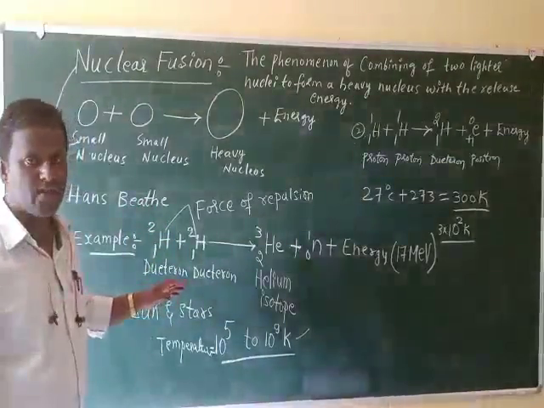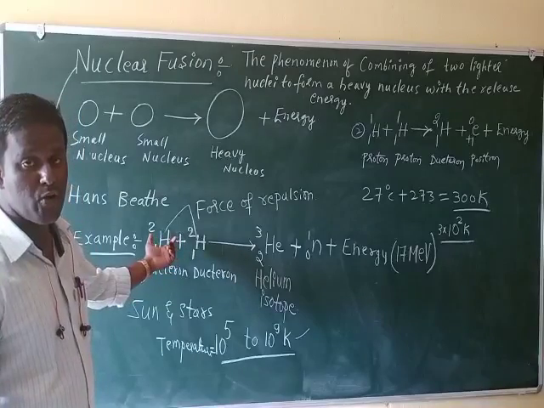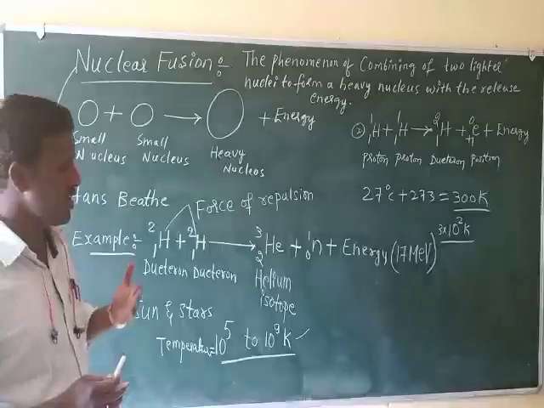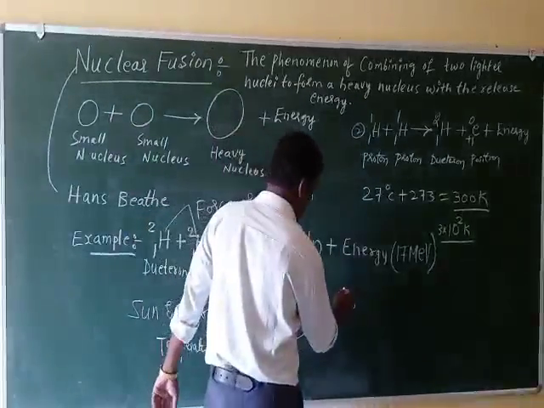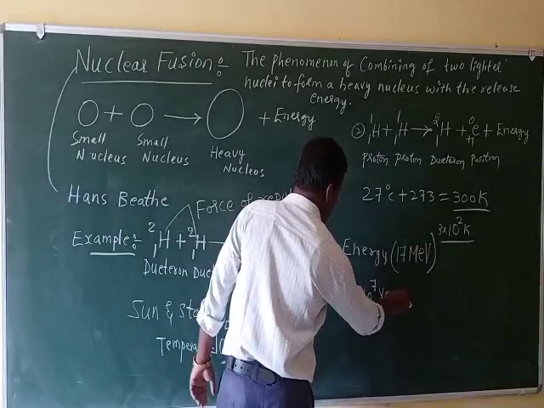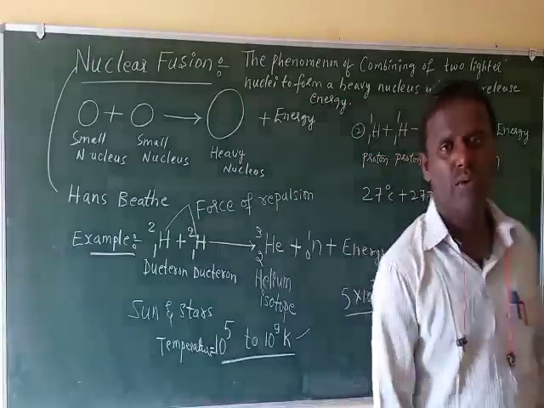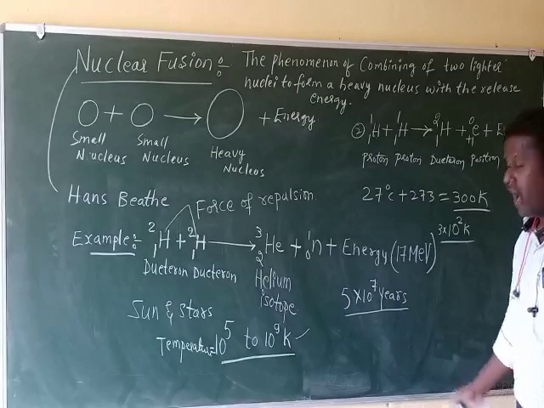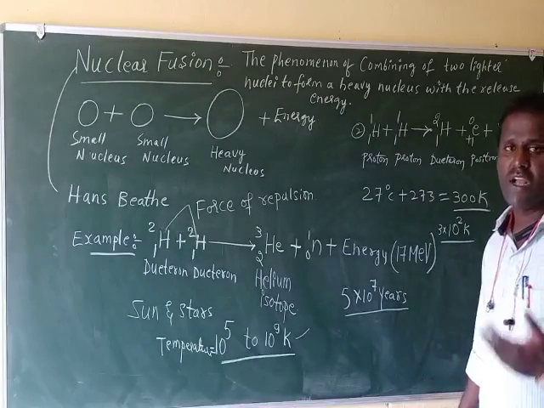Sun has these fuels. See, what is the fuel in sun? Hydrogen is present in maximum extent. The hydrogen of the sun is up to another 5 into 10 to the power of 7 years. After this many years, sun will become red giant.